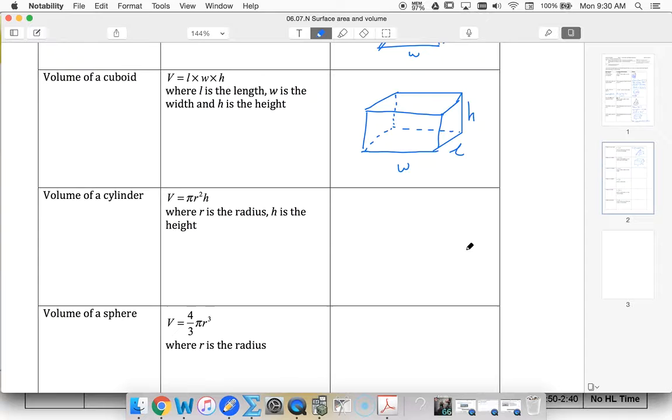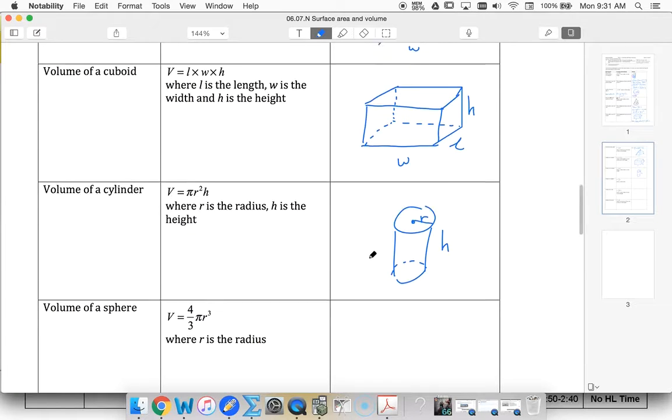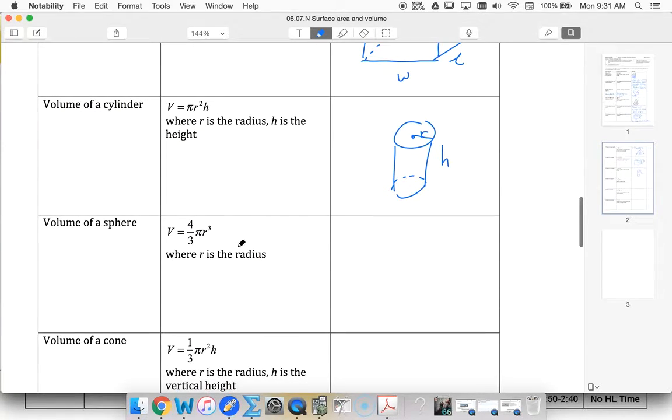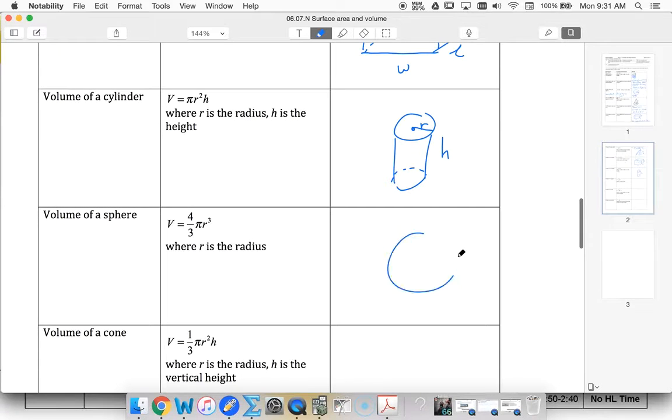Volume of a cylinder? Well, this is similar to a pyramid. This is the area of the base, because in a cylinder, my base is a circle. So area of the base times the height. So here's my height, and there's my radius. Sphere, 4/3 pi r cubed. So maybe that one we make solid around the back. And again, my radius can be drawn from the center out to any point.